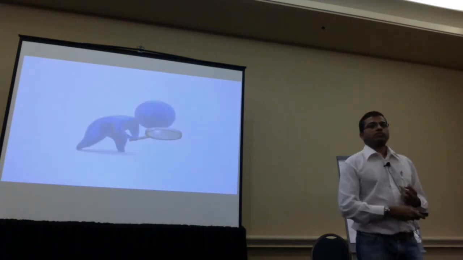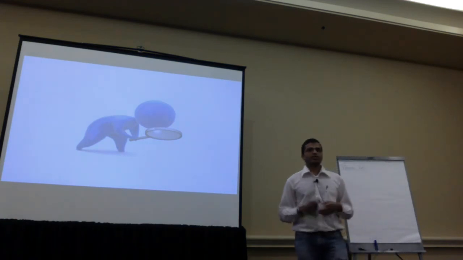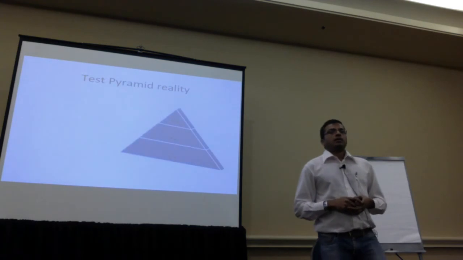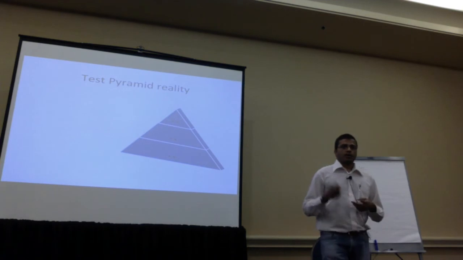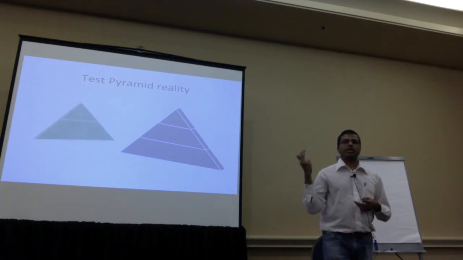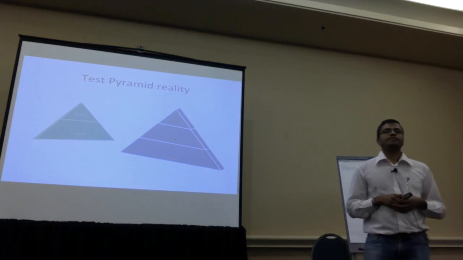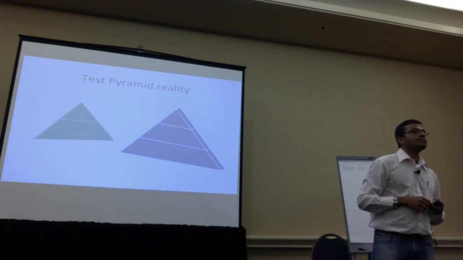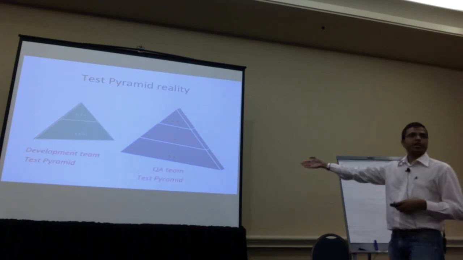Now, if you take a look at reality, let's do some introspection. I have seen, in my experience, two patterns. The first pattern is there are two test pyramids in a team. Any idea what that could be? Dev and QA. Spot on. There's a development test pyramid and a QA test pyramid.